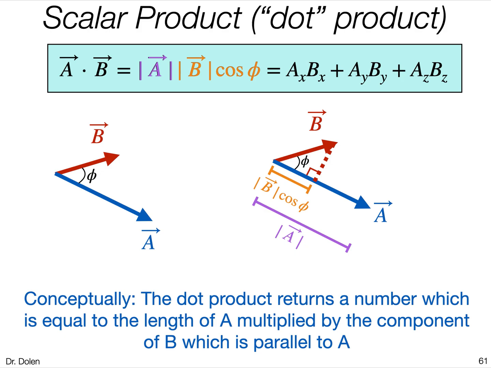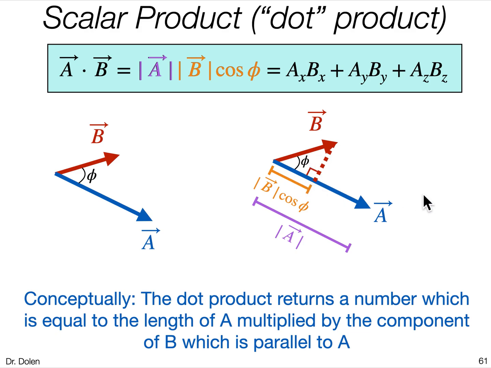Let's conceptually try to understand it a little bit more. I have these two vectors, A and B. The dot product returns a number which is equal to the length of A multiplied by the component of B which is parallel to A. Okay, so let's try to understand what I mean by that. If I look at the equation for the scalar product, I have the magnitude of A, so that's just the length of this vector. That's just some number equal to the length of vector A. Multiply that by the length of vector B times the cosine of the angle phi between A and B.